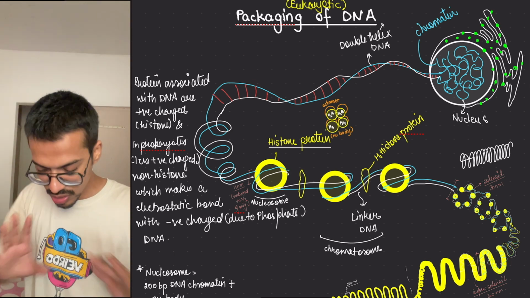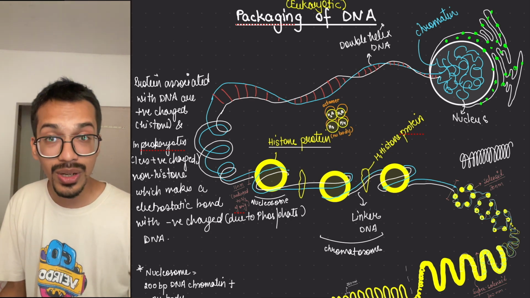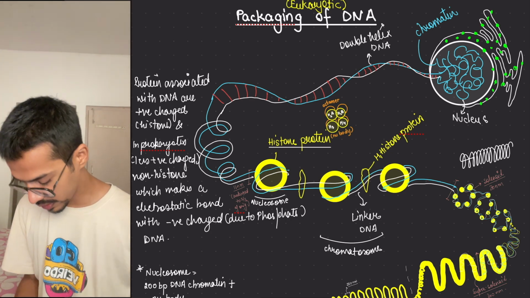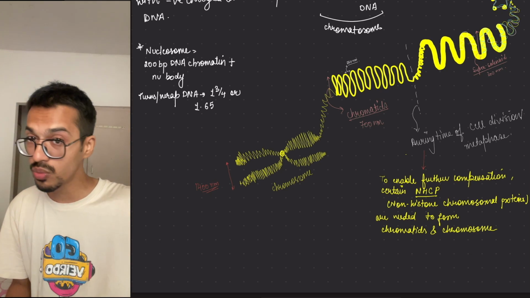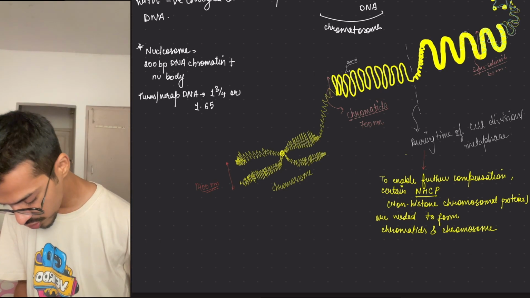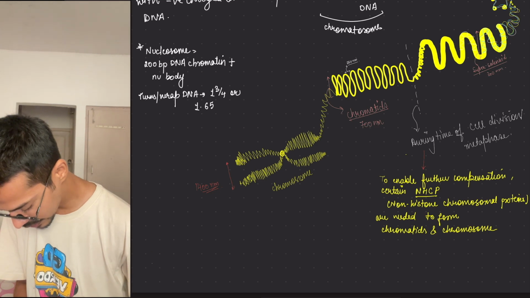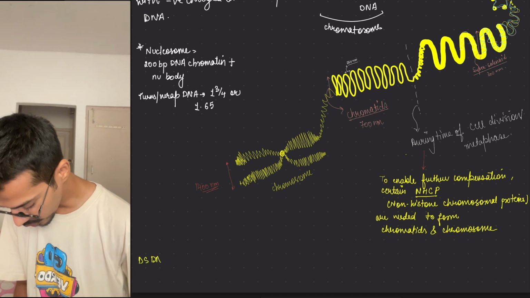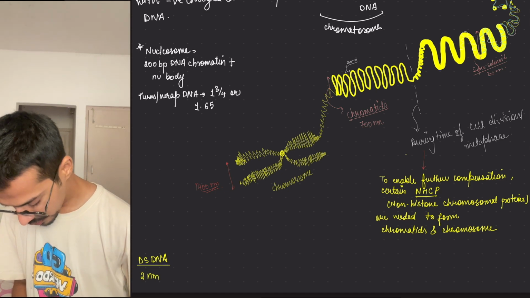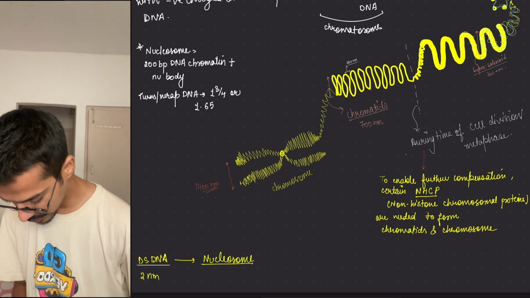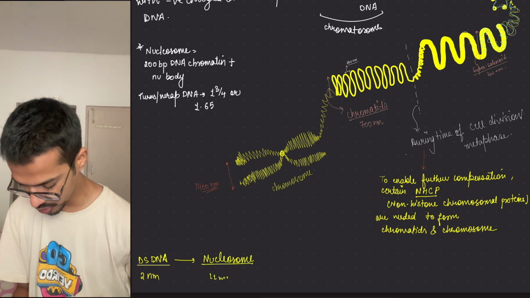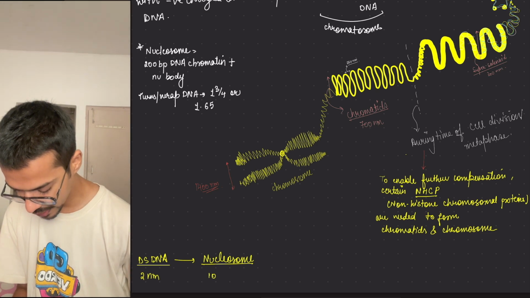So this is what the packaging of DNA looks like, which is one of the super important things. If someone asks you that, write what will form after what, so we will remember it. First you have your double-stranded DNA, which is 2 nanometer. Then it will form into a nucleosome, and the nucleosome is 11 nanometer. Somewhere it is written as 10 also, so 10 to 11 nanometer.